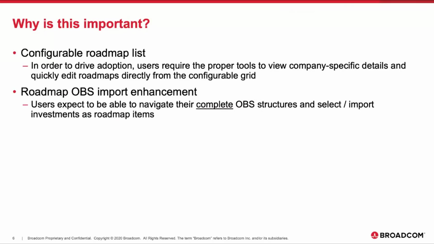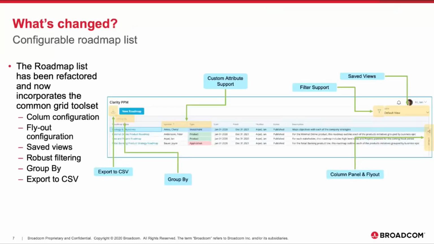With the OBS import enhancement, users expect to navigate the complete OBS structure while they're performing that selection and import process to bring investments into the roadmap items. In the previous release, only the first 25 records were afforded to the user. So what's changed? First, I want to just point out the configurable roadmap list.